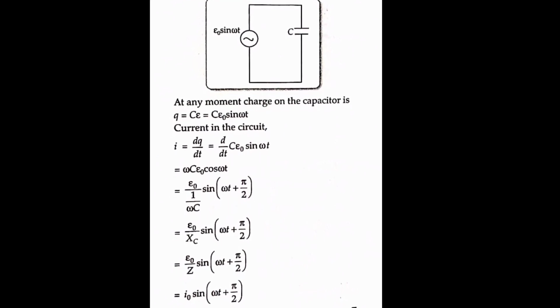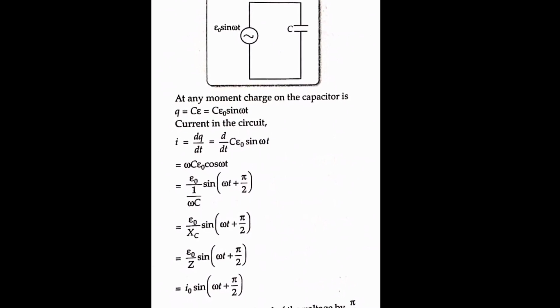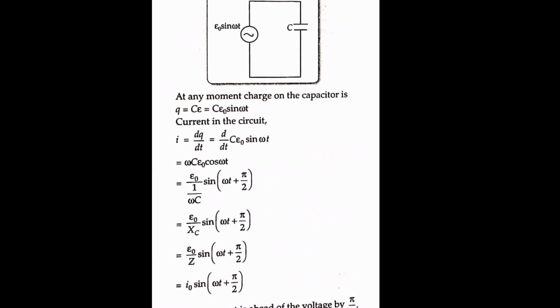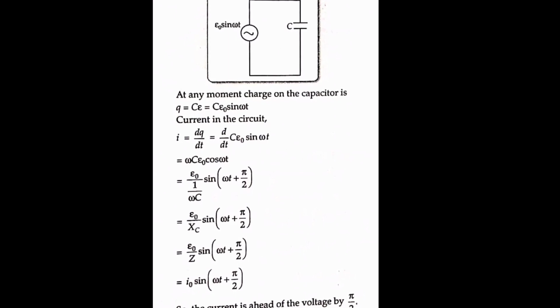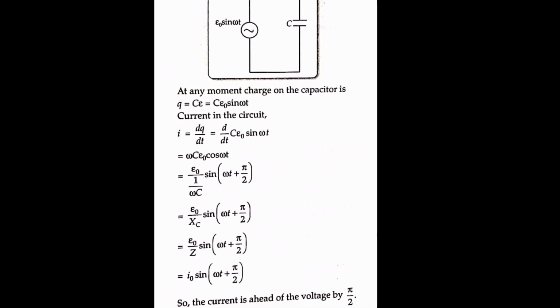അതായത് I is equal to I0 sin omega t plus π/2 എന്നുള്ള ഫോമിലാണ് ഉള്ളത്. അപ്പൊ അതുകൊണ്ട് തന്നെ അവിടെ ഉണ്ടാവുന്ന കറണ്ട് എന്ത് ചെയ്യുന്നുണ്ട്? Which is leading by an amount of π/2. അപ്പൊ നമുക്ക് എന്ത് പറയാം? The current is ahead of the voltage by π/2 എന്ന് പറയാം.